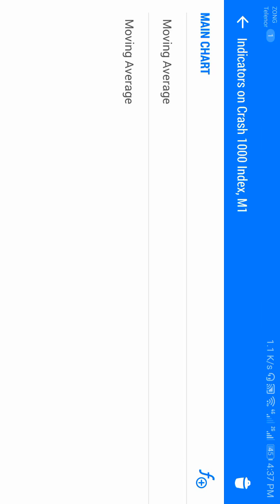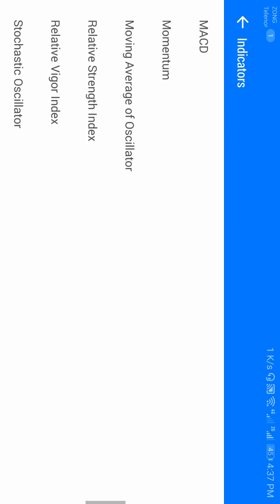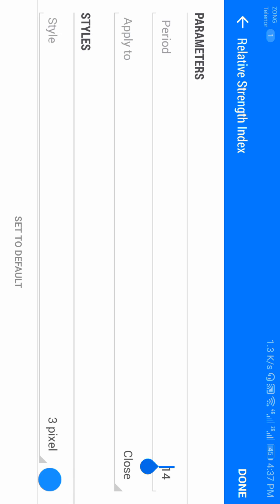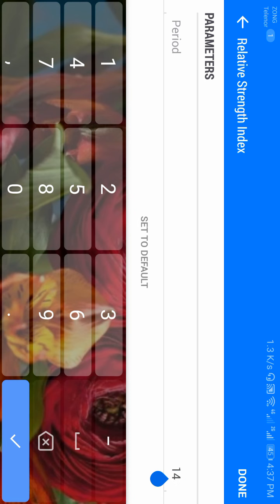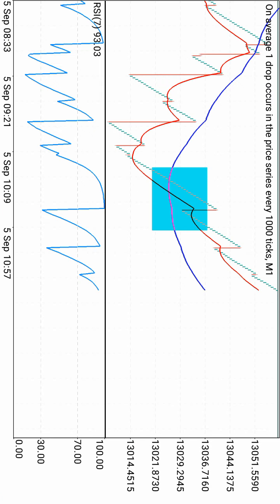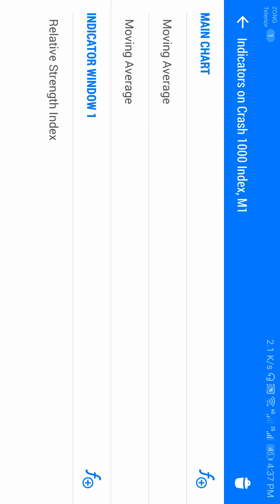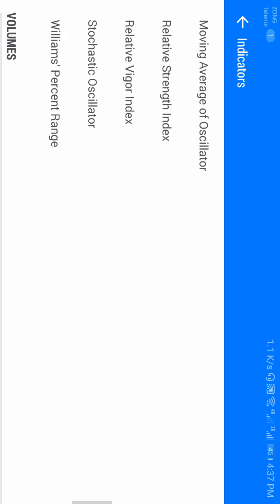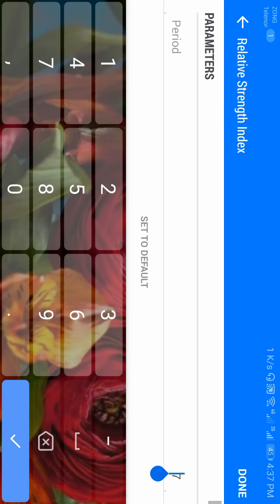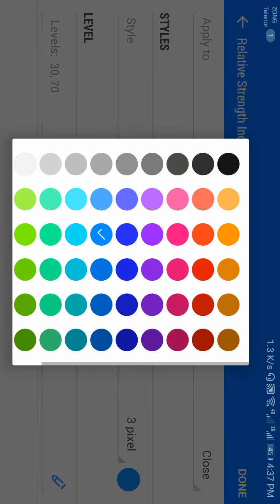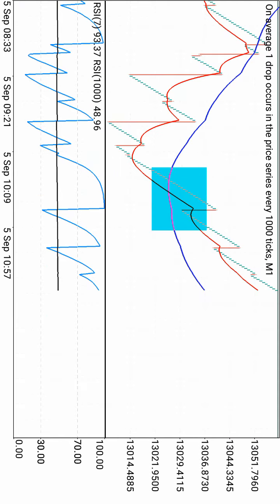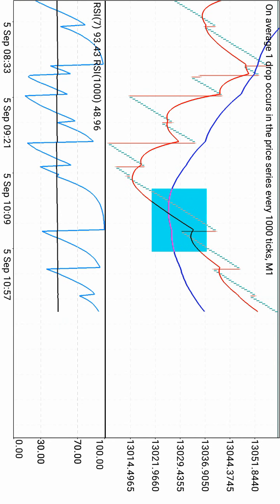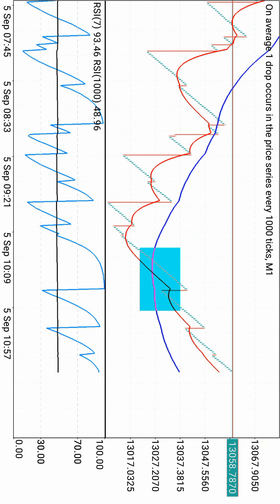Okay, so go and open the indicator, click on RSI, set it to a 7 period, and click on done. Look here, again go to indicator window 1, select that RSI and choose the period 1000, complete 1000. This is your support and resistance line, 1000. Choose the color black. Look here, that RSI 1000 is now going to show you where the market will go.